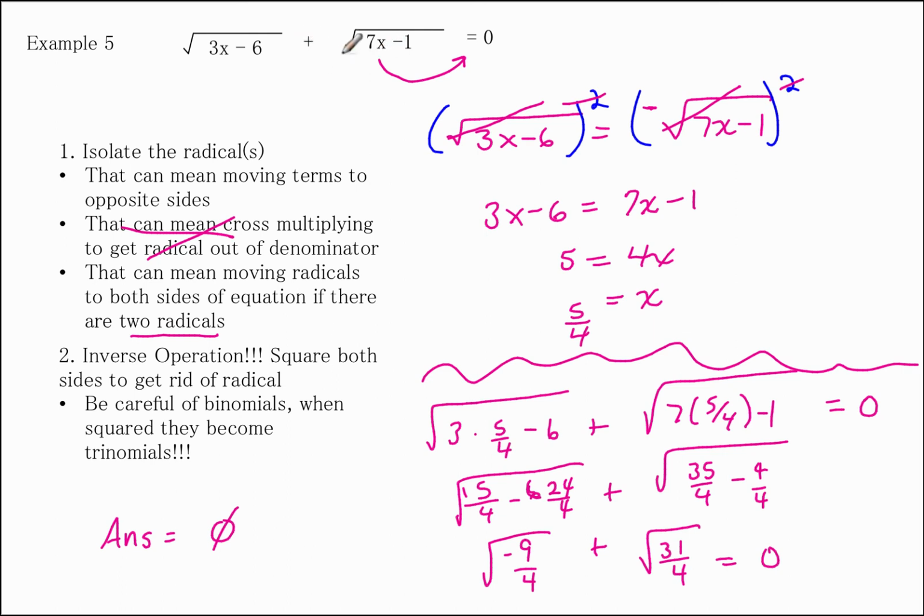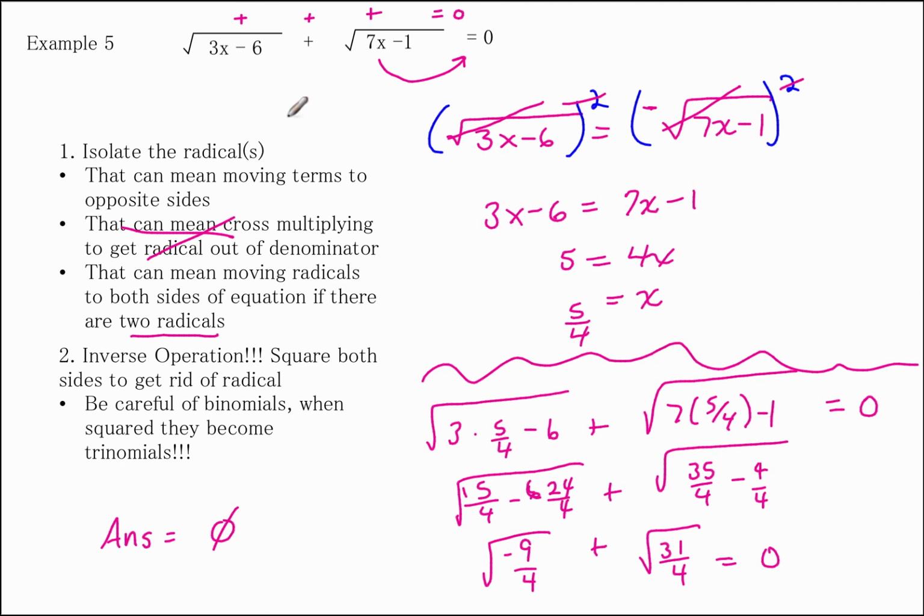And that's because when you take the square root of something, it's always positive. So how can a positive plus a positive ever get me a 0? Never. And there's 2 ways to check this. We could check it on mathway.com or we can check it via graphing.